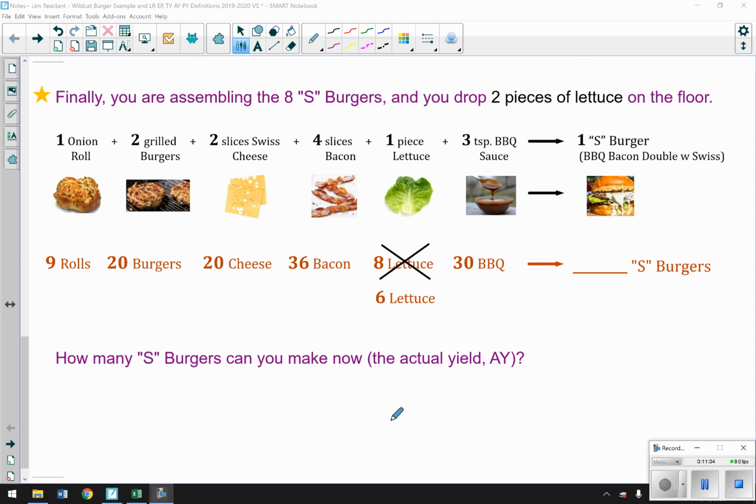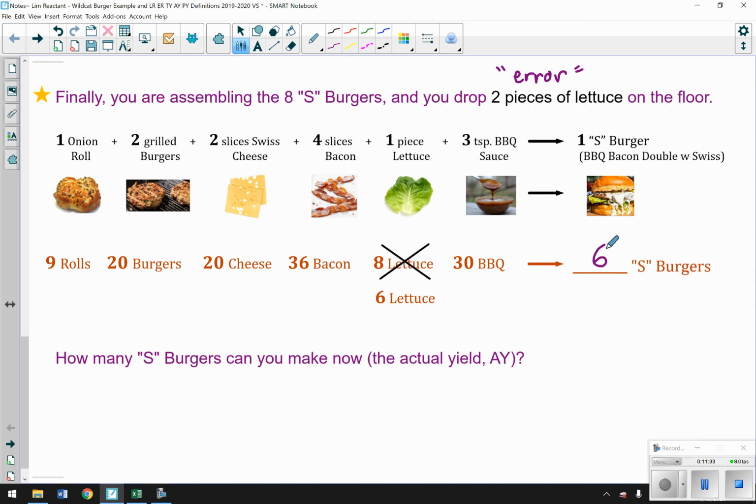And so what is that going to do? You had an error, okay? There was an error in the, quote, reaction, an error in the assembly of your product where you lost some of the limiting reactant. And what's going to happen is you now only have 6 lettuce. And so that really means that you can still make those burgers, 2 of the burgers without lettuce, but you're really only going to be able to make 6 burgers.